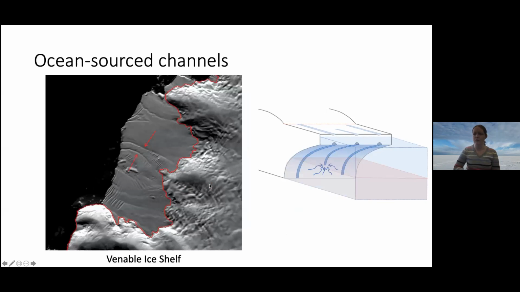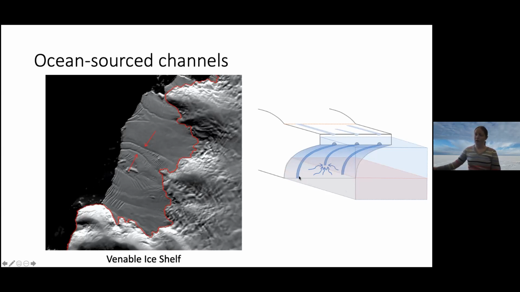We don't see that with ocean sourced channels. They often come pretty close to the grounding line, but there's a bit of a separation between the grounding line and where we see the head of that channel begin. And maybe more significantly, it's really common to see these ocean sourced channels deepening as they go towards the ice edge. So that might have to do with changes in ice thickness. It might also have to do with the plume that's driving this channel.